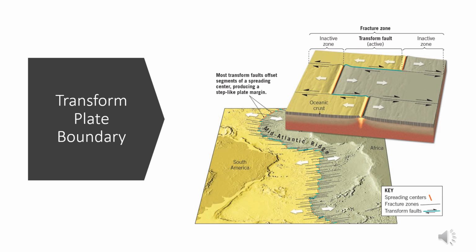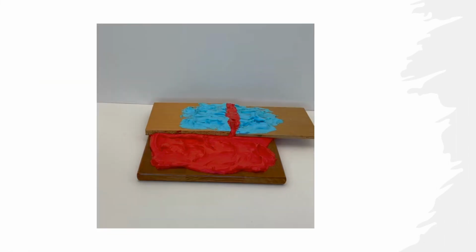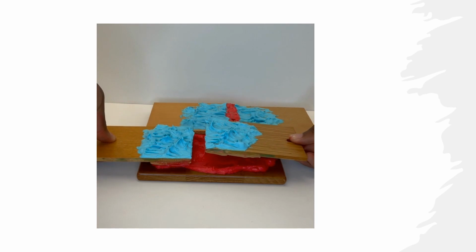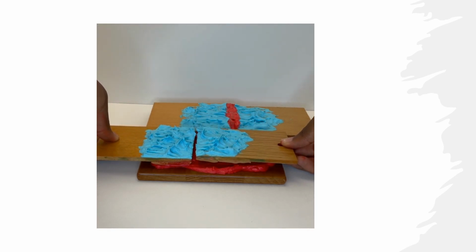Transform plate boundaries occur when more than one pair of divergent plate boundaries separate to release stored-up energy. The sudden release is known as an earthquake, which happens along faults and plate boundaries. Here we demonstrate how a transform plate boundary occurs. We have two pairs of plates. They all have the same layers as demonstrated before.